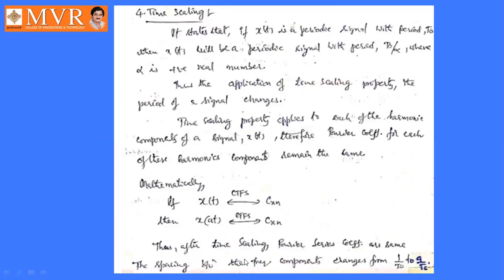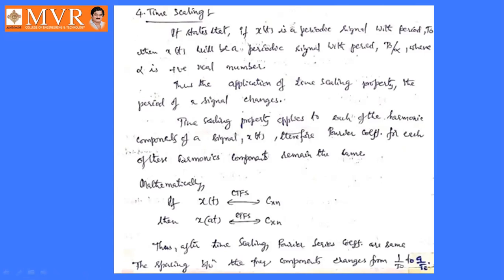Next, time scaling property. It states that if x of t is a periodic signal with period T naught, then x of alpha t will be a periodic signal with period T naught by alpha, where alpha is a positive real number. Thus, with the application of the time scaling property, the period of a signal changes. The time scaling applies to each of the harmonic components of the signal x of t. Therefore, the Fourier coefficients for each of these harmonic components remain the same.